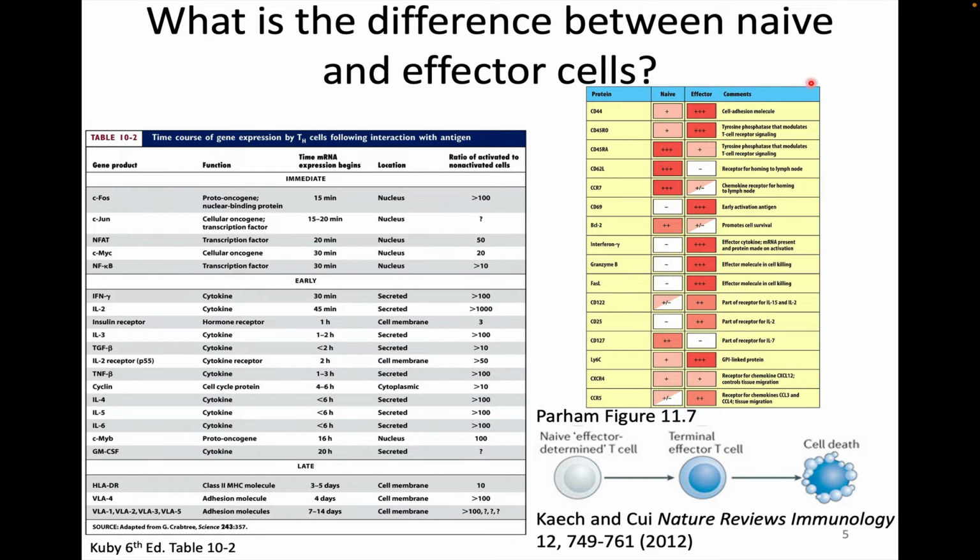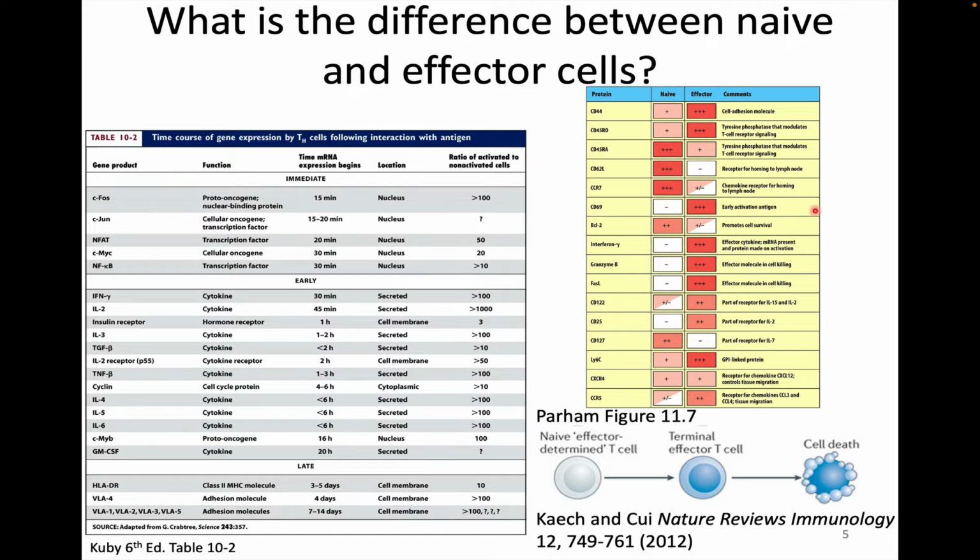You can also see a similar type of table from your textbook in the upper right. And so you can see a bunch of different proteins that are turned on very strongly in effector cells compared to naive cells. Many of those are things like interferon gamma or granzyme B, things that are going to help an effector cell make its effect and be able to act really strongly against a microbe.